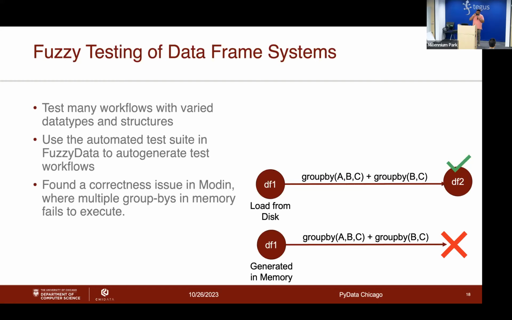They got it fixed. Now, what has happened since then is fuzzy data is now part of the continuous integration suite of Modin. So it's basically sitting and running, randomly generating data frames. And for every new release of Modin, there will be some tests that run using fuzzy data to see if there are mistakes.